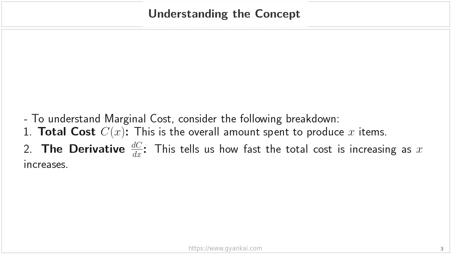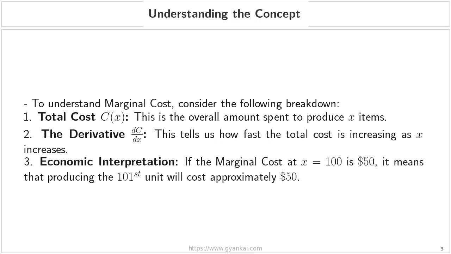Next, we look at the derivative, denoted as dC over dx. As we discussed in the previous slide, this mathematical operation tells us the instantaneous rate of change, essentially, how rapidly the total cost is increasing as the number of units produced, X, increases.